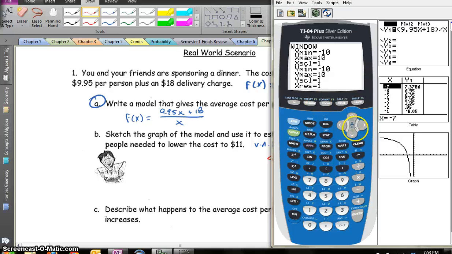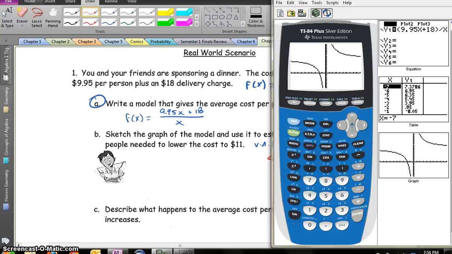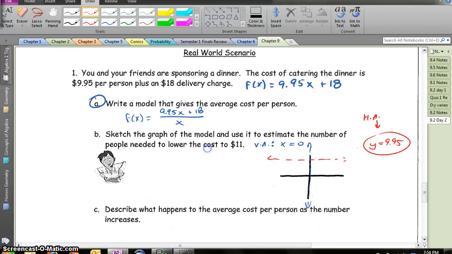So in my window, I'm just going to change my y max, and let's just go up to, I don't know, 20. And let's see if our graph is there. And there it is. All right, and the directions just say sketch a graph. So let's just draw a quick sketch of what we saw there. So we're approaching these asymptotes, and we're approaching these asymptotes.